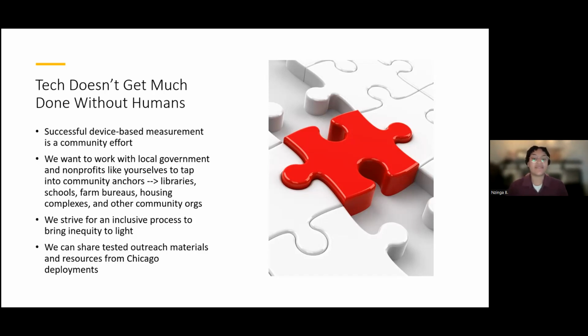This is a community-based effort that requires working with nonprofits, local governments, community anchors like schools, libraries, farm bureaus, housing complexes, small independent businesses, whatever you can think of in your community like that is who you need to work with. We need all of this inclusivity in order to get a true picture of the internet inequities. And we can share our own tested outreach materials and resources from our Chicago deployments to help you get started with your outreach efforts as well.